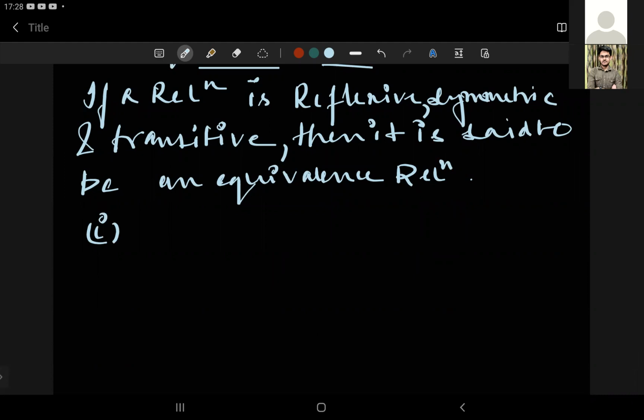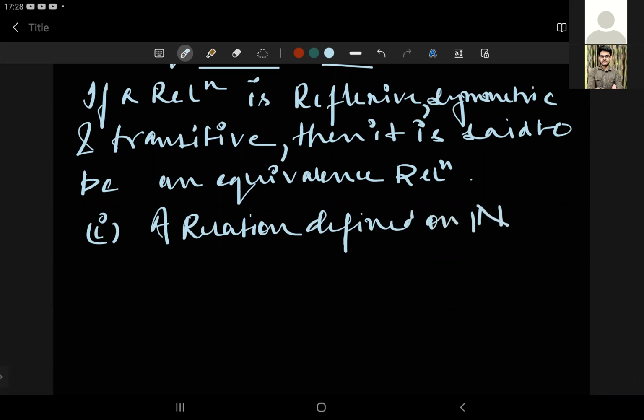So let's take a very simple example first: a relation defined on natural numbers, A R B implies A equal to B. Now, is this reflexive, symmetric, and transitive? Tell me. Yes, sir, it is reflexive. Okay. And is it symmetric?